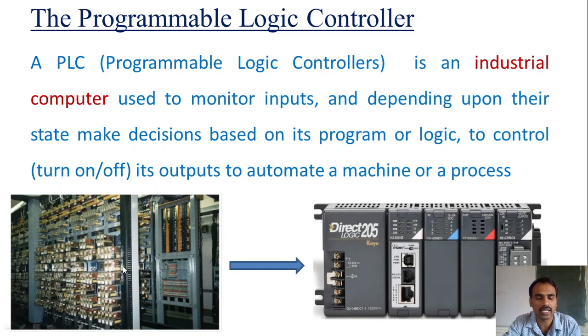You can see here the relay kind of systems which were used in earlier days to automate a process or a machine. You can see how complex it was. Later, in the 1960s, PLCs were discovered, and then they evolved such that they can be effectively used to automate a machine or a process. You can see how a PLC looks. This is the basic introduction to PLC.